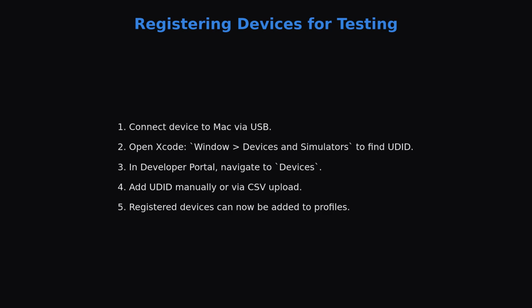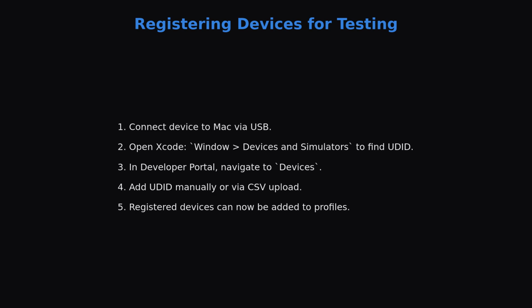Development and ad hoc provisioning profiles require the explicit registration of testing devices using their unique device identifiers, or UDIDs. To obtain the UDID, connect the device to Xcode, navigate to Window, then Devices and Simulators, and copy the identifier string displayed there. Alternatively, use Finder or iTunes to view the device summary and click on the serial number field to reveal the UDID.